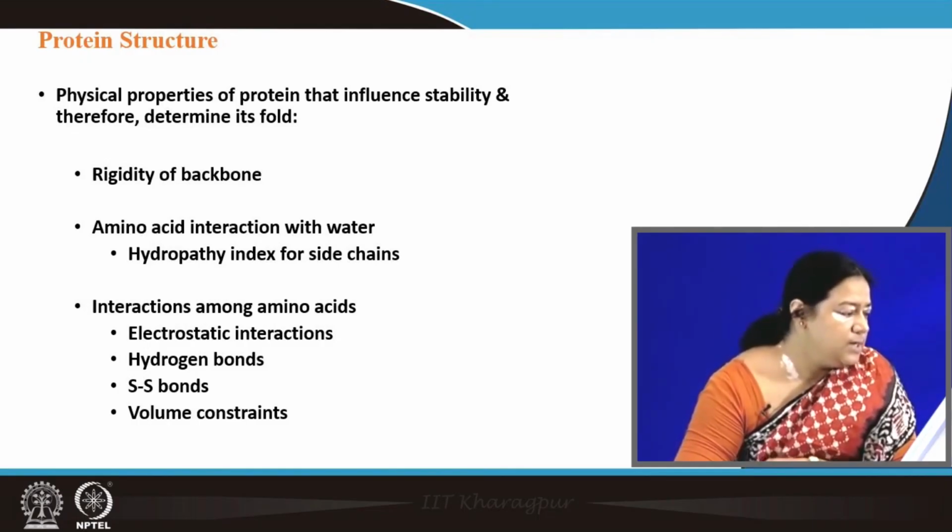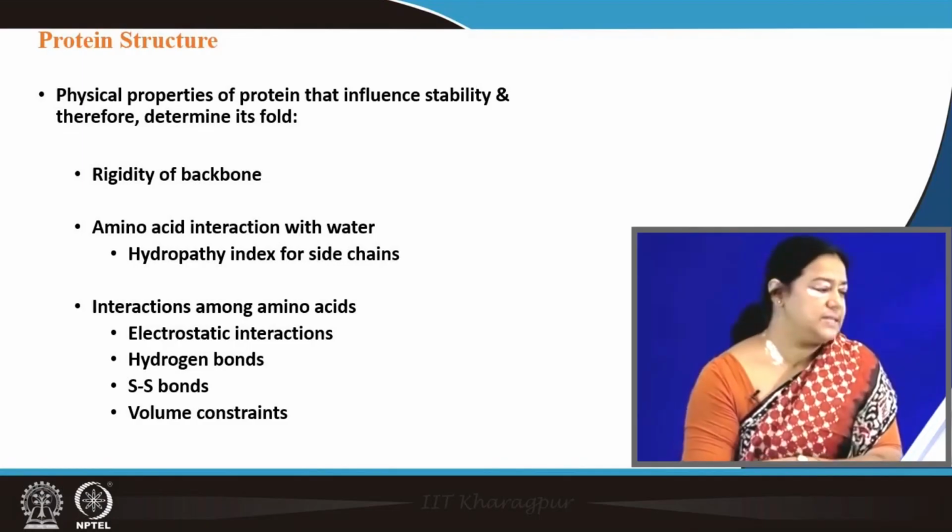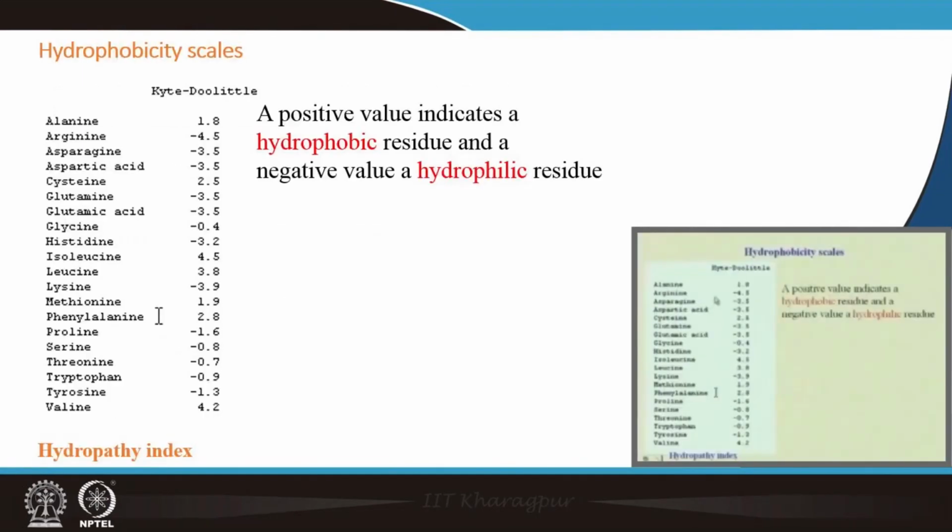Okay? So this is what we mean by a hydrophobicity scale. If we look at this scale, you can see that just by glancing at it, this is called the Kyte-Doolittle hydropathy index. It is nothing but a scale for hydrophobicity values. What you see here is that a positive value indicates a hydrophobic residue. Where do we have a positive value? We have a positive value at alanine. What is the side chain of alanine? It is just a methyl group. So it is hydrophobic in nature.